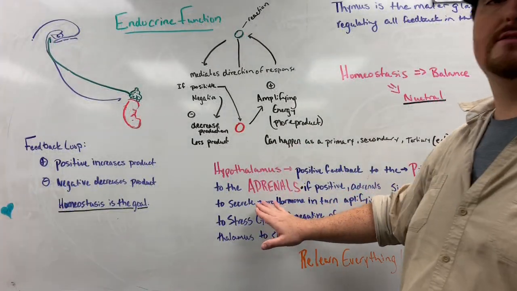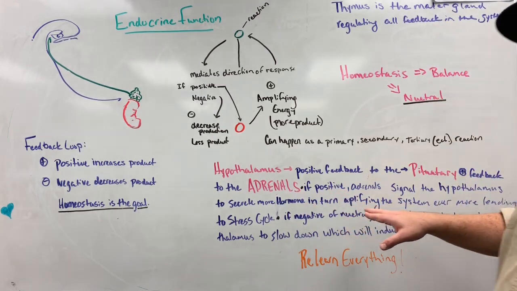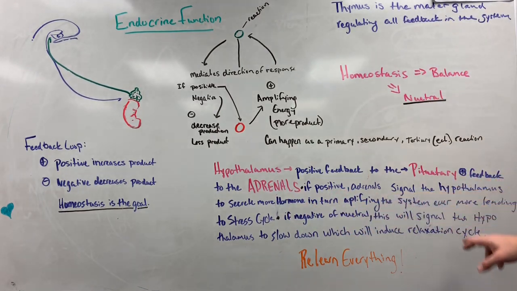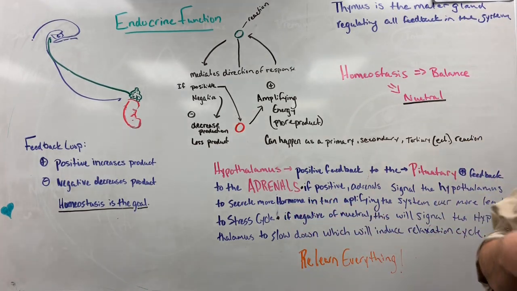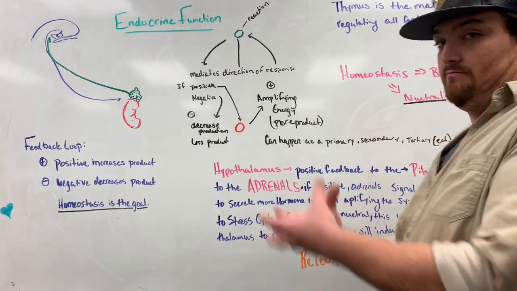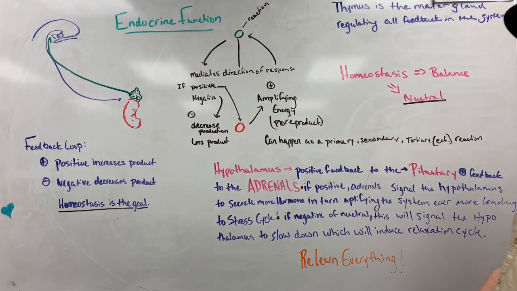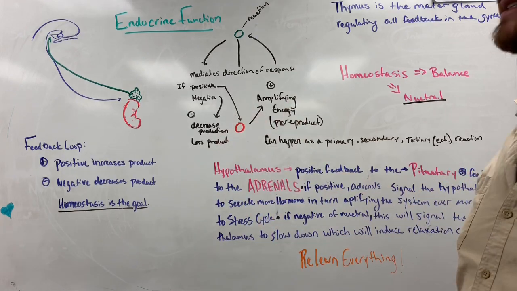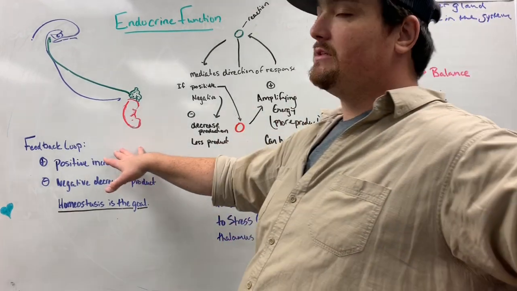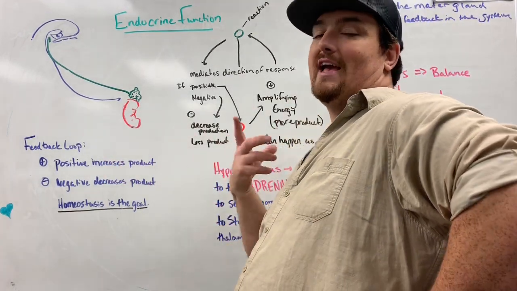If the adrenals react positively, the adrenals are going to signal the hypothalamus to secrete hormone, in turn amplifying the system, turning it up, right? And essentially what this does, after this cascade effect happens within the feedback loop, this will lead to a stress cycle.